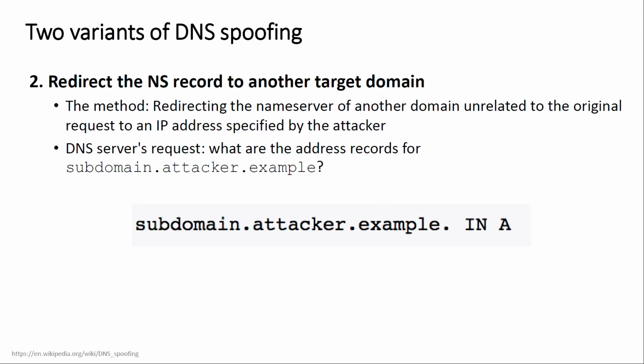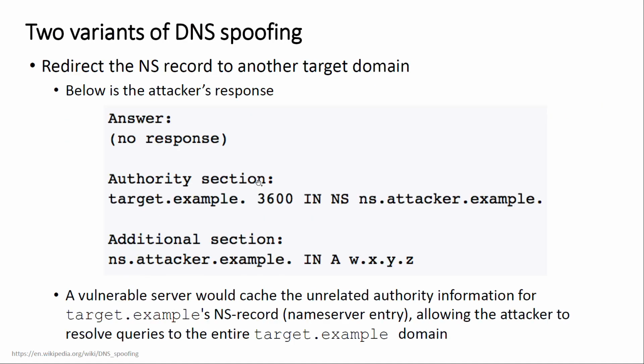The second way is to redirect the name server record to another target domain. The method is as follows. Redirect the name server of another domain, unrelated to the original request, to an IP address specified by the attacker. In this case, the DNS server asks for the records for subdomain.attacker.example, and the answer is as follows. Again, a vulnerable server will cache the unrelated authority information for target.example's NS records, allowing the attacker to resolve queries to the entire target.example domain.